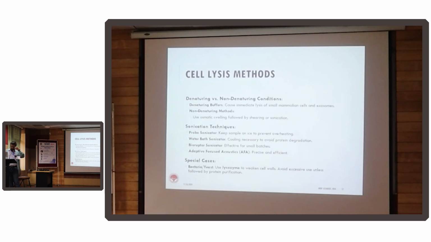So denaturing buffers will immediately lyse small mammalian cells and exosomes. Why? And you can also use non-denaturing methods. If you use urea, which is a chaotropic agent, it will disrupt the plasma membrane, right? And the cells will burst. Also you can use osmotic swelling followed by shearing or sonication. Shearing force is generated when you use a Dounce homogenizer. If you take your cell line pellet, start putting in your buffer, and then do 10 strokes of the Dounce, the shear forces that are generated in the liquid will break the cells.